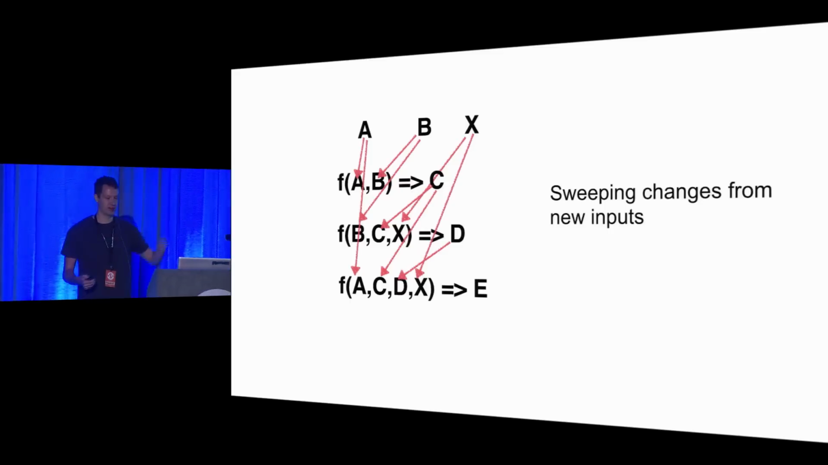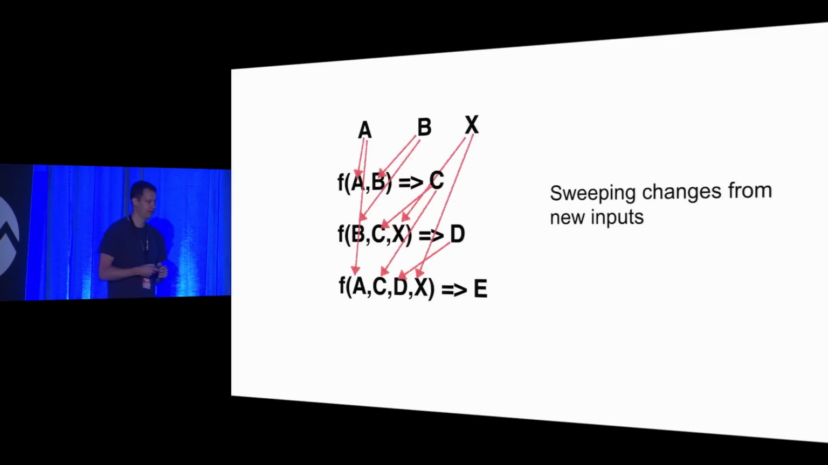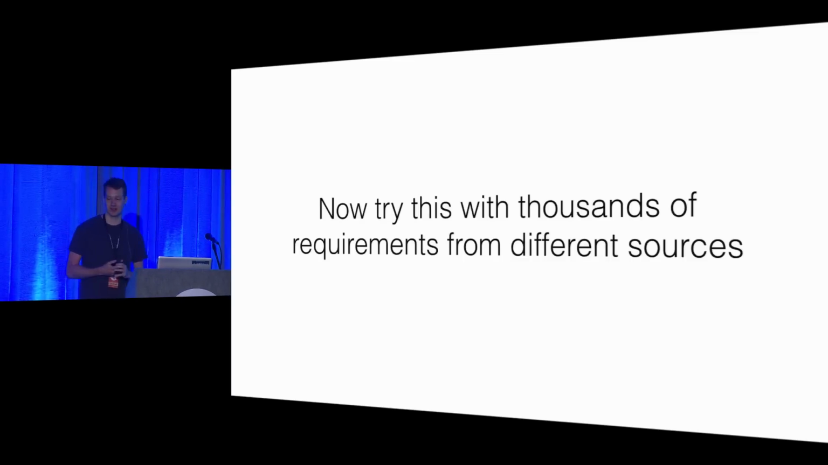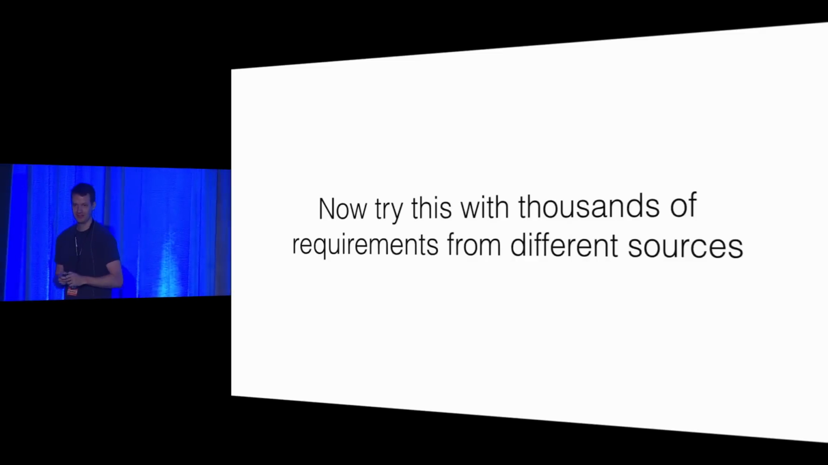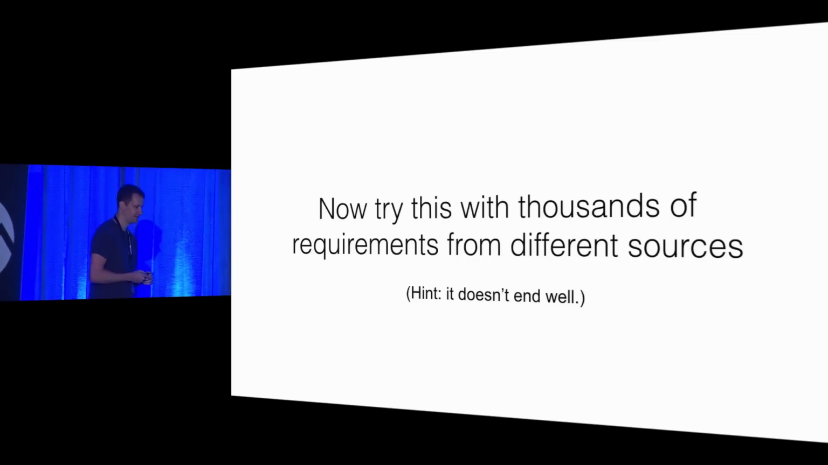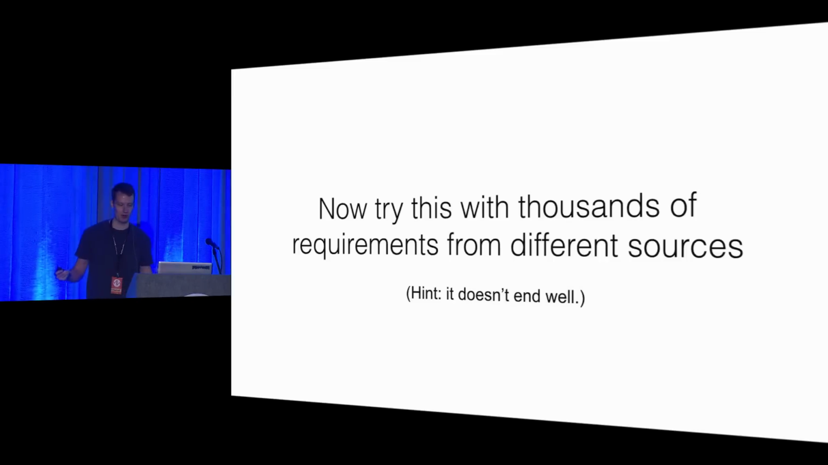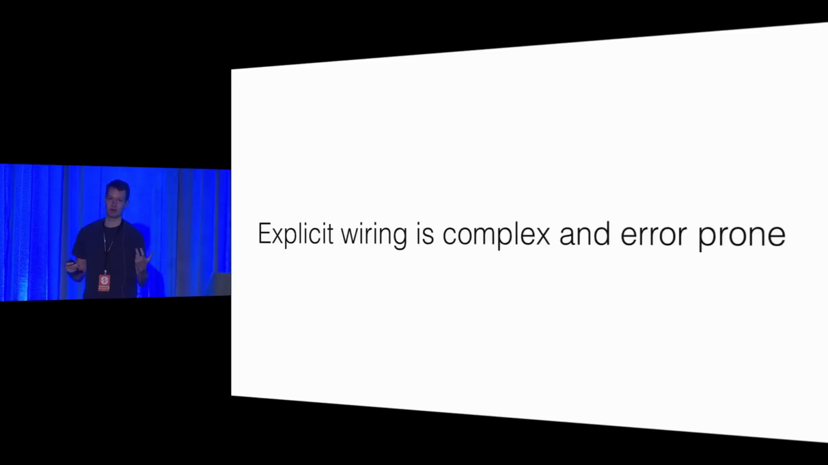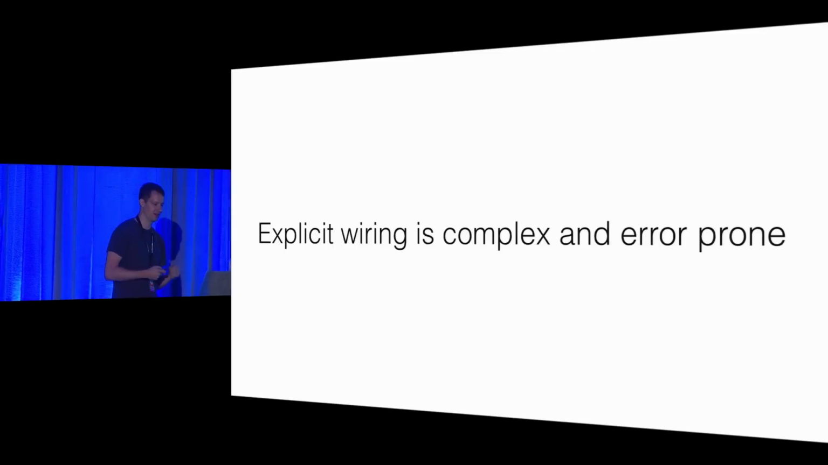Every place where some function was invoked, if we change what it needs to do its computation, we have to make sure that we update every place where that's called as well. So we take this approach and now try to do this with that image that we looked at early on. Try doing this with a system with thousands of requirements from many different sources, from many different domain experts. And it just doesn't end well. So we have this challenge in that individually these pieces are manageable, but the explicit wiring of everything together is complex and error-prone, and it's a lot of work just to do the plumbing between these units of logic.